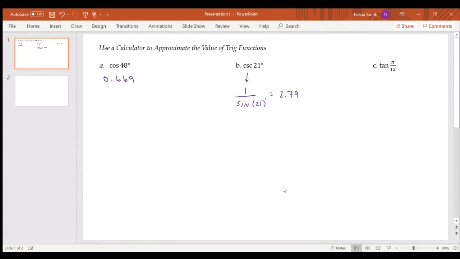Let's take a look at part C. We have tangent of pi over 12. Now there's a couple ways we can do this problem, and let's do some work here on this question first. If we want to use our calculator and type this in exactly as we see it, notice the pi over 12 is in radians. If you want to enter it like you see it, you're going to have to make sure your calculator is in radian mode.